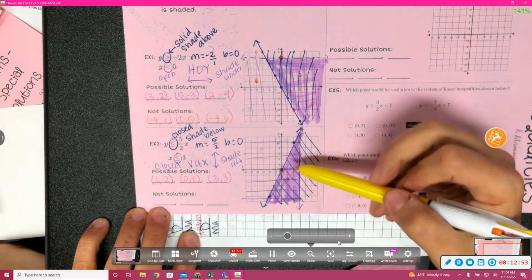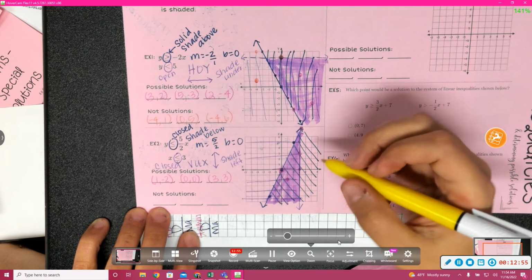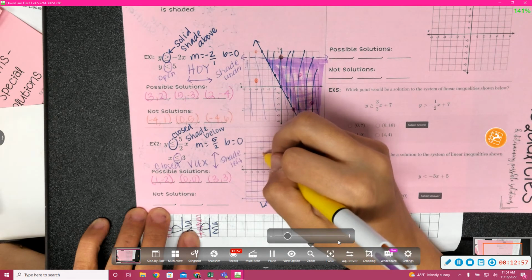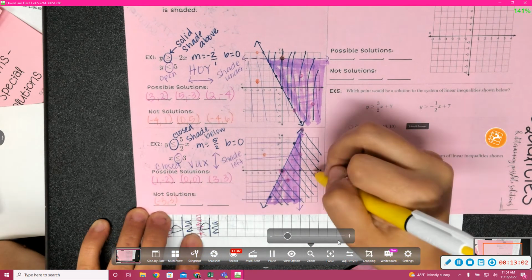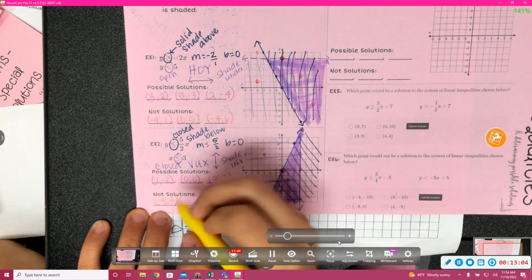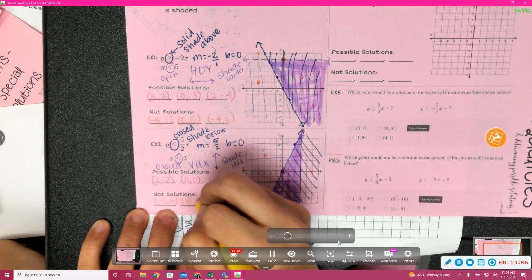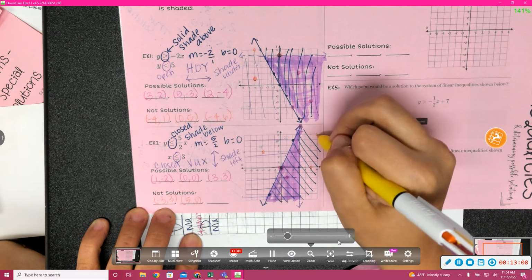Non-solutions, again, anything not in this double shaded area. So it could be over here, (-3, 3). (5, 0). Or even (6, 6).